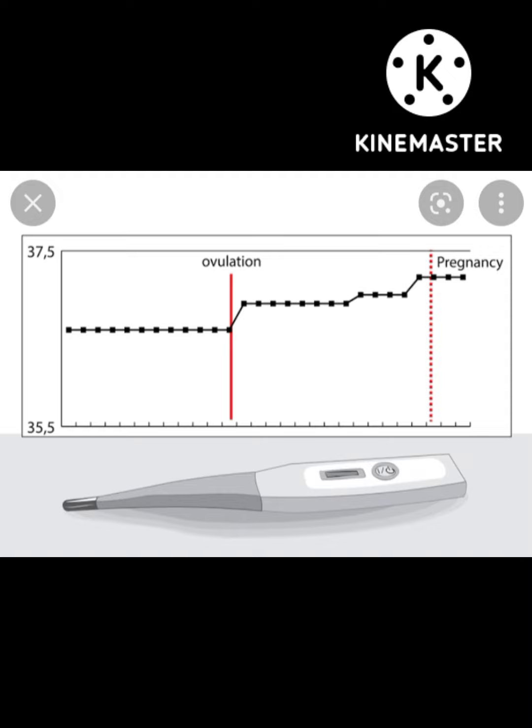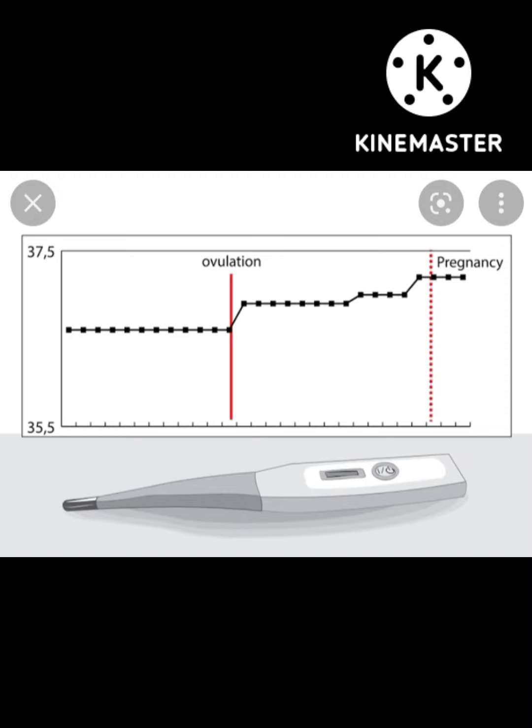Basal body temperature. Your basal body temperature is your temperature when you are fully at rest. Ovulation may cause a slight increase in basal body temperature. You'll be the most fertile during the 2 to 3 days before your temperature rises. By tracking your basal body temperature each day, you may be able to predict when you ovulate.